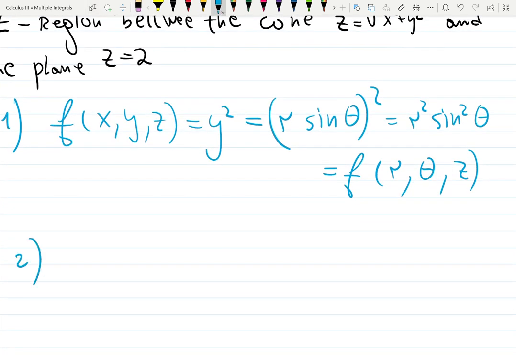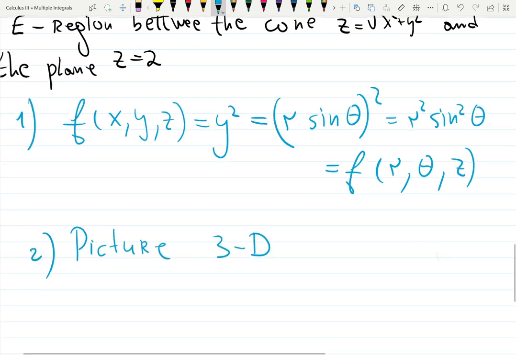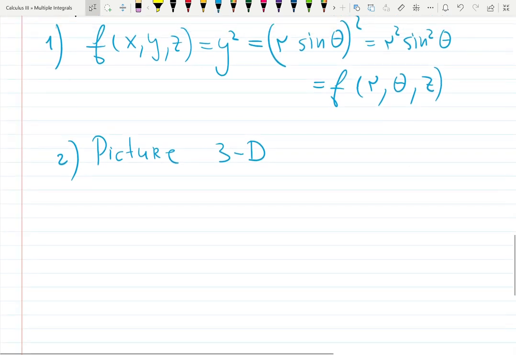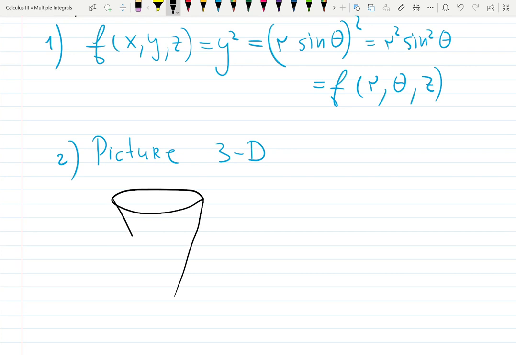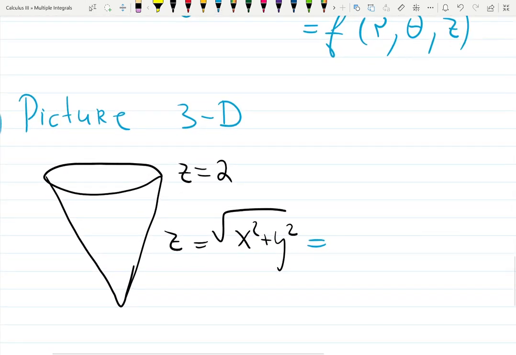Step two, and now we repeat everything we did before. Sketch the first picture, in 3D. We already know how it looks. It's an ice cream cone. Here it is. Cut it with the plane z equals 2, not to make it infinite. So we have z equals 2, and the cone is z equals square root of x squared plus y squared. Let's convert it into the cylindrical. The cone is so ugly.